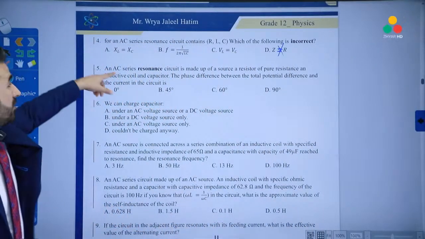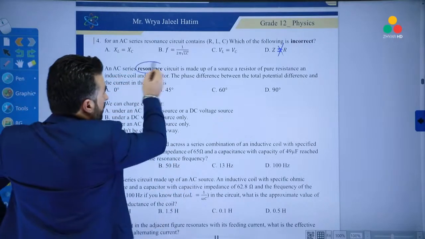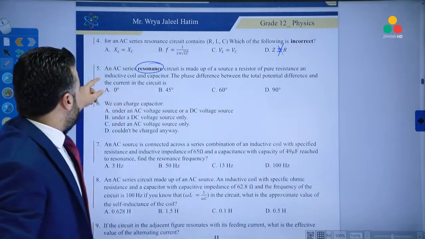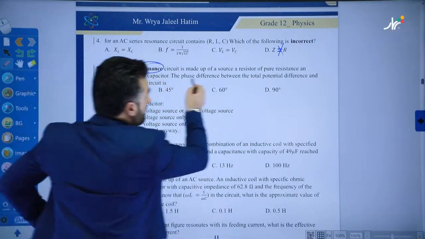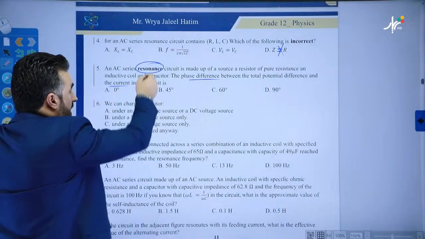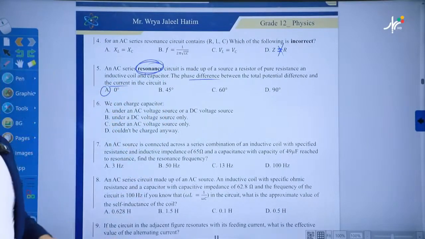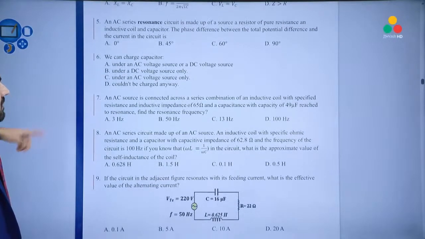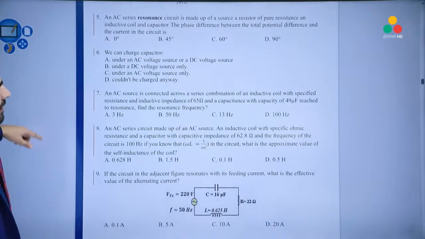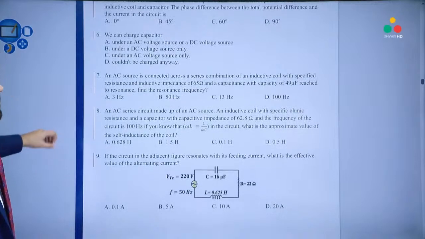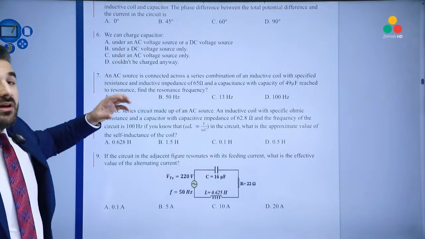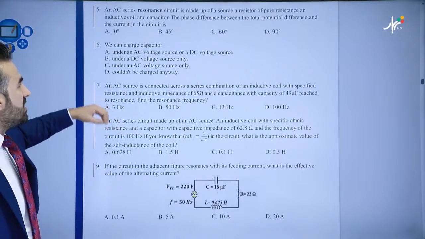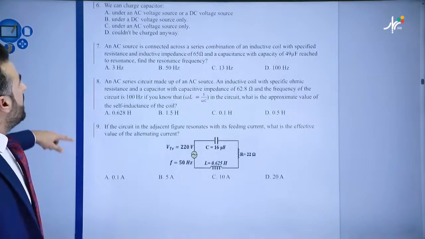It says what? An alternating series resonance circuit made up of a source, a resistor of a pure resistance, an inductive coil, and a capacitor. The phase difference between the total potential difference and the current. You see, because we have resonance, you immediately go for 0 degrees between the total current and the potential difference. Phase difference between the total potential and the current is going to be 0. We charge a capacitor, remember this. So we said we charge a capacitor under AC voltage source or DC voltage source. We said it has to be DC only, otherwise it would be incorrect.